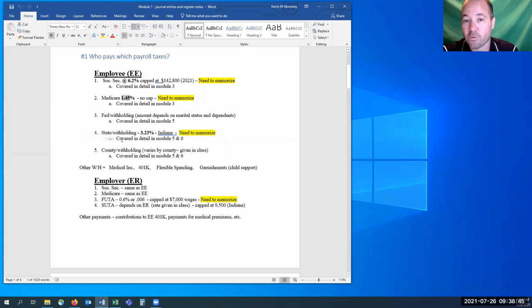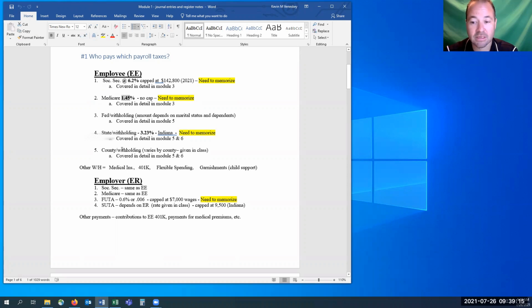State withholdings. For Indiana, we're going to base everything off of Indiana. And for Indiana, the state tax rate is 3.23%. And that's really pretty close to what you're going to have taken out of your payroll checks. So that's what we're going to use for this class, is 3.23%. And that is one that you will need to memorize along with the Medicare and Social Security amounts, because those I will not give you. You'll just need to know them.